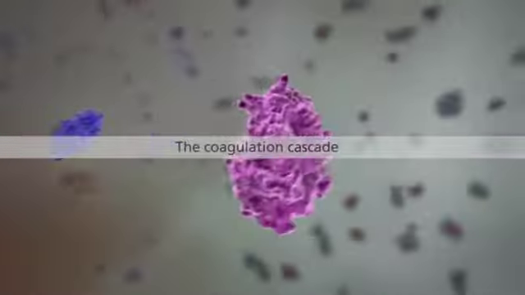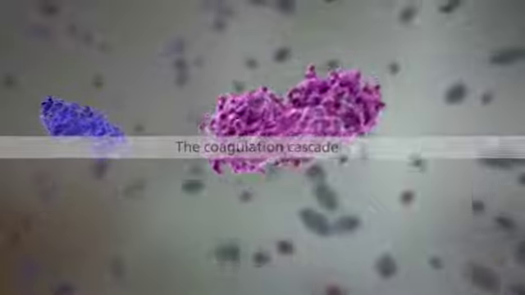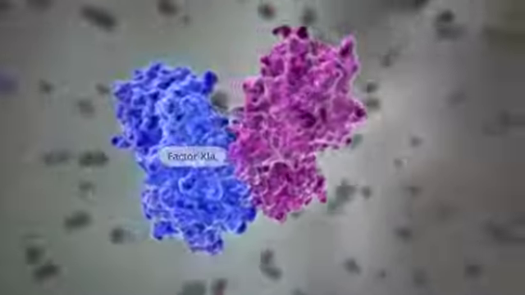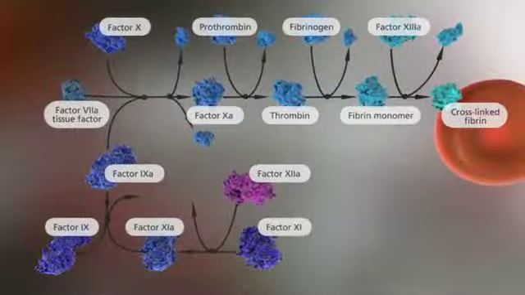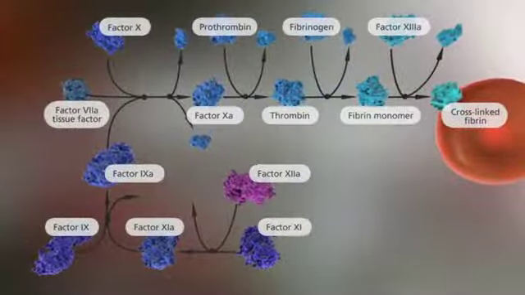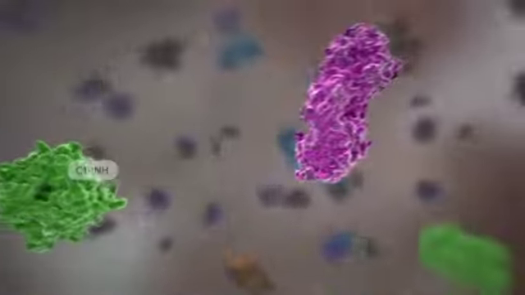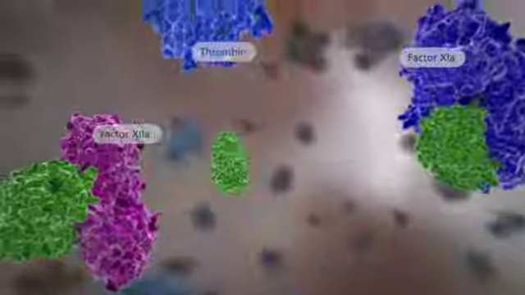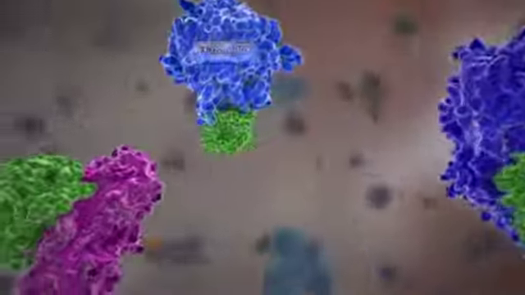The coagulation cascade is initiated by activated factor 12, which activates factor 11 and ultimately results in hemostasis. C1 inhibitor inhibits activated factors 12 and 11 and also thrombin, affecting the coagulation cascade.